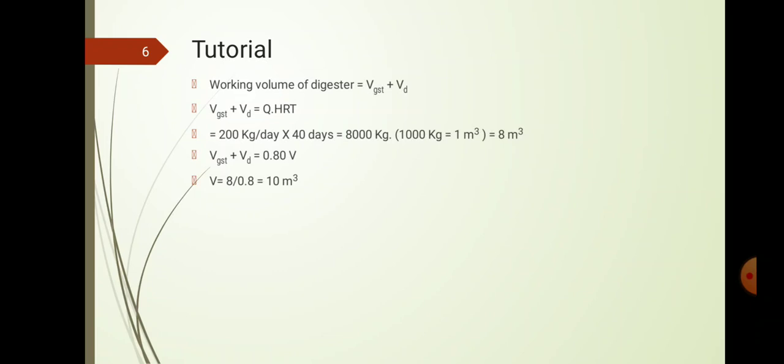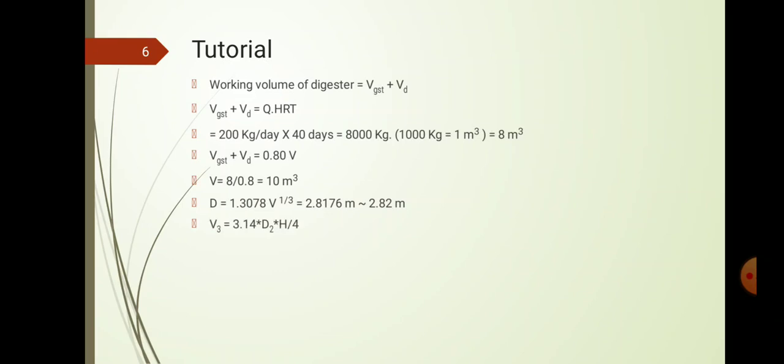Now we can use the design equations, that is the geometric equations. First we have to find D. Capital D is the diameter of the cylindrical portion. We have to use the equation 1.3078 into V raised to 1 by 3. Substituting, we will get 2.8176, that is almost equal to 2.82, which we can take.